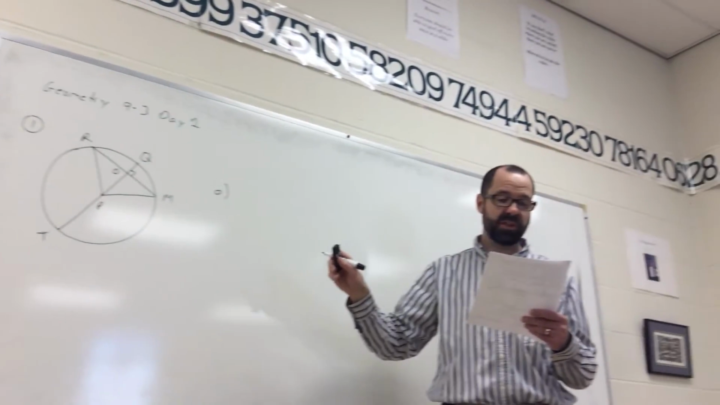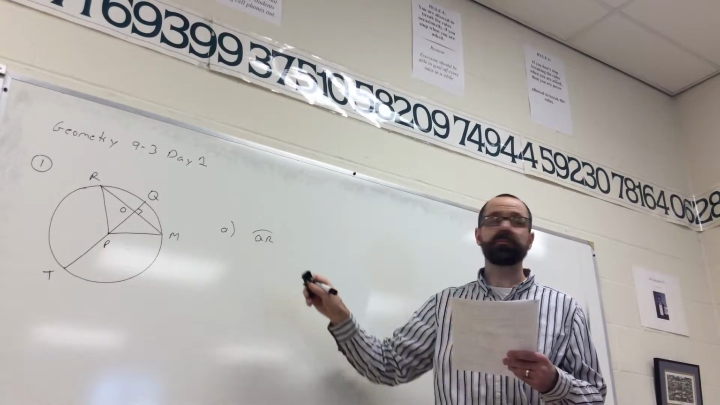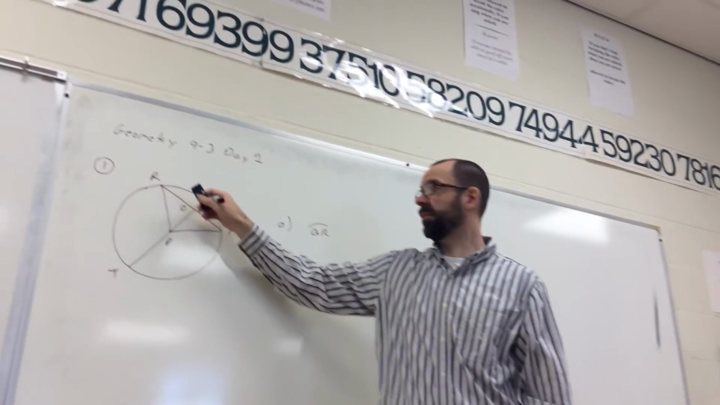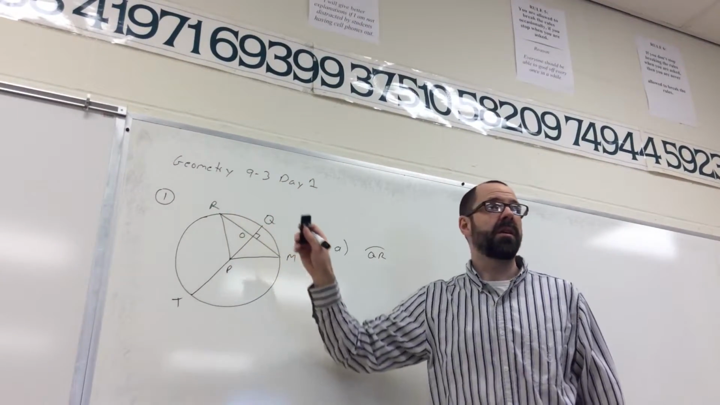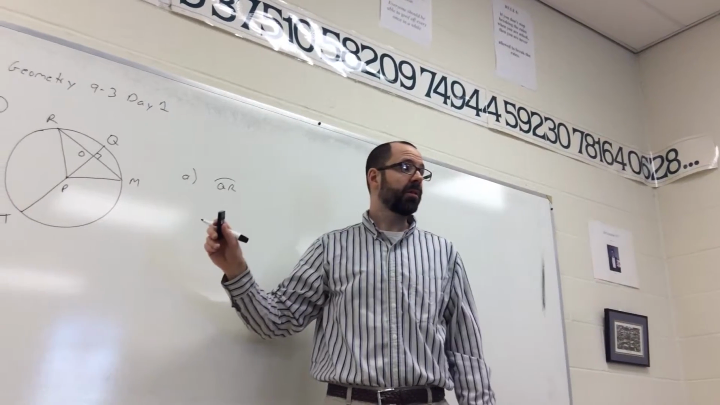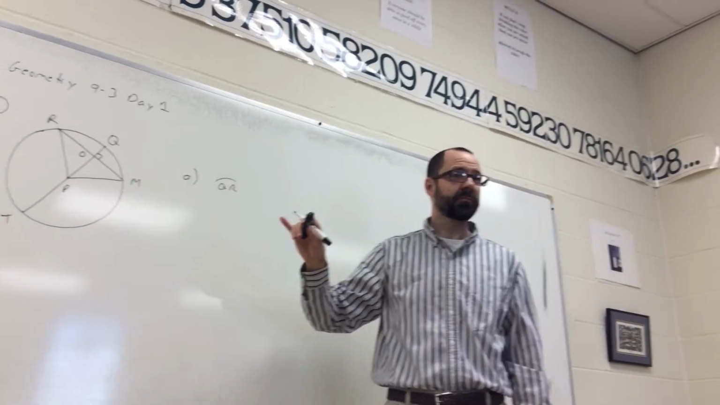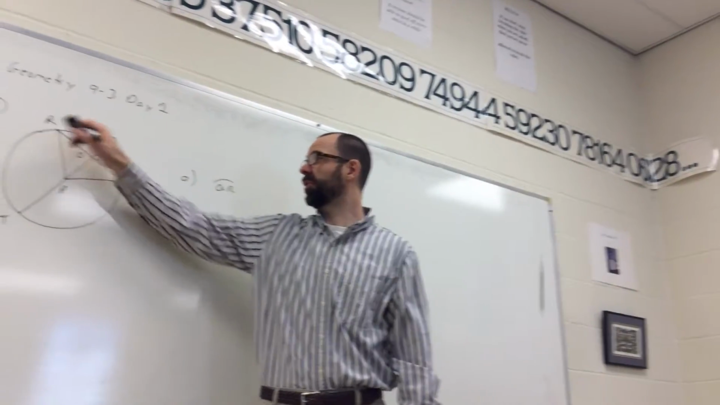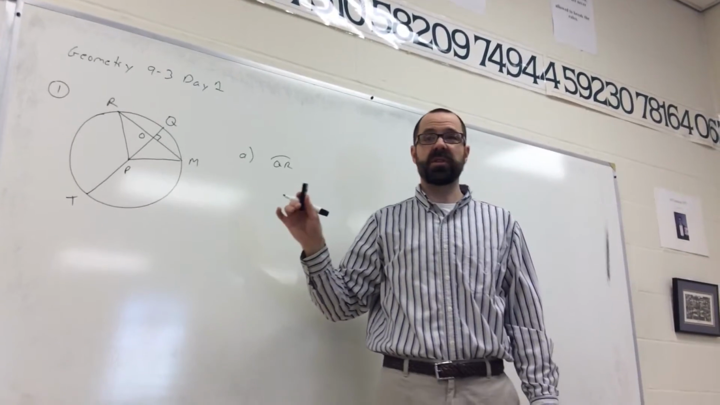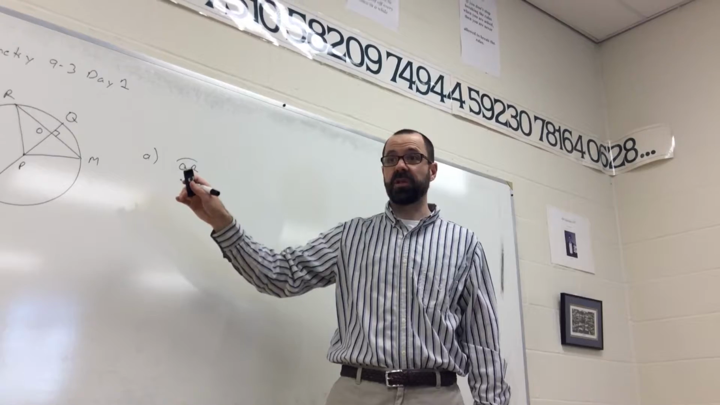All right, so there's the picture, and they're talking about arc QR. So here's arc QR right here, the curved piece. And the question is asking us to name another arc that's congruent to that arc. So here's arc QR. We need to name another arc that's congruent to that arc. Yeah, Maddie? QM is congruent to that arc. Good.